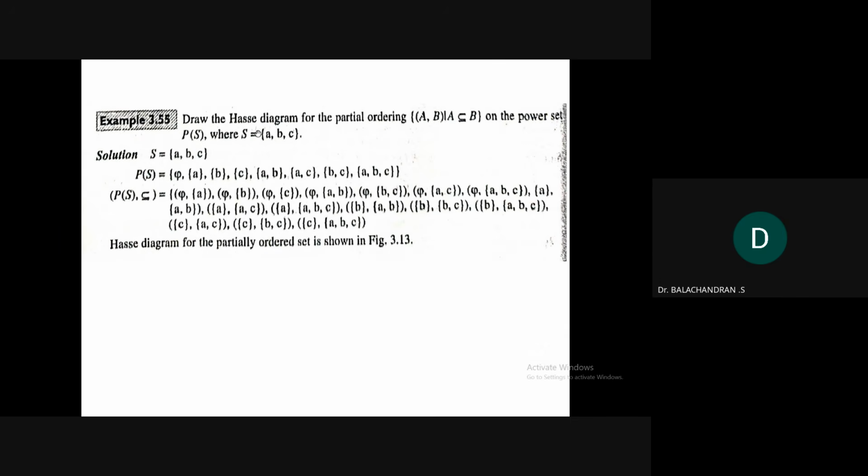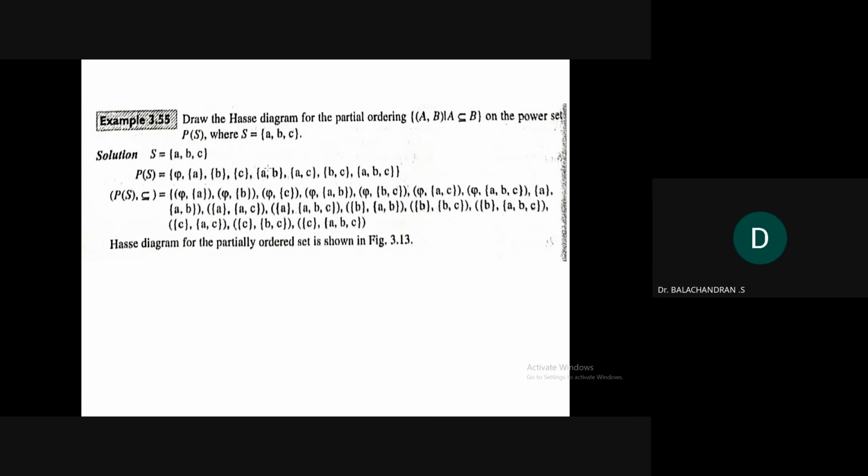Next, draw a Hasse diagram for the partial ordering set of all (a, b) such that a is a subset of b on the power set P(S), where S is equal to {a, b, c}. So here S is equal to {a, b, c}, and the power set, you know, consists of all subsets of S. So the empty set, singleton set A, singleton set B, singleton set C, and then AB, AC, BC, ABC. So these are all the power set of S. Now the Hasse diagram you need to draw here.